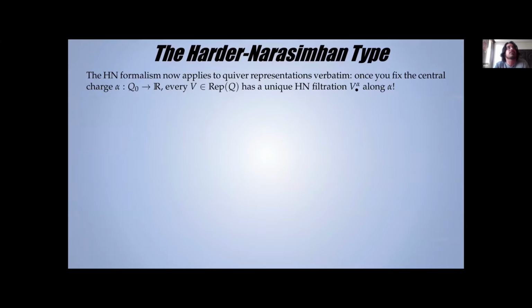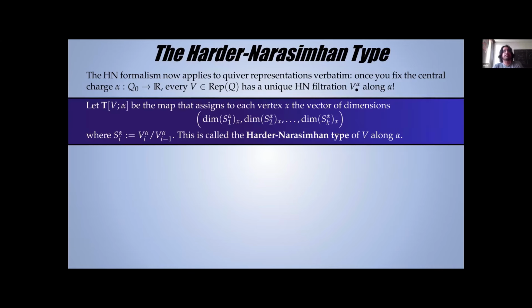All right. So now we get to the sort of invariant we want. You could take a central charge, fix it, and the minute you fix that central charge, the theorem of Rudakov applies. And so the map that assigns to each vertex the vector of dimensions of the first quotient, the second quotient, the third quotient, all the way up to the end.